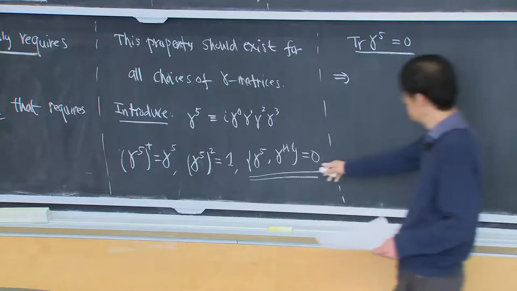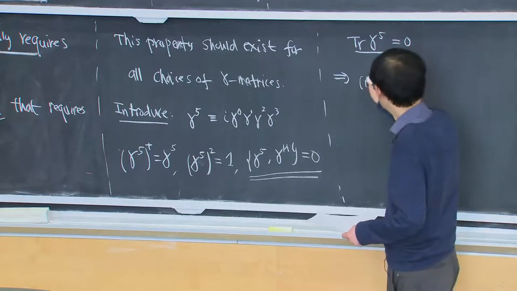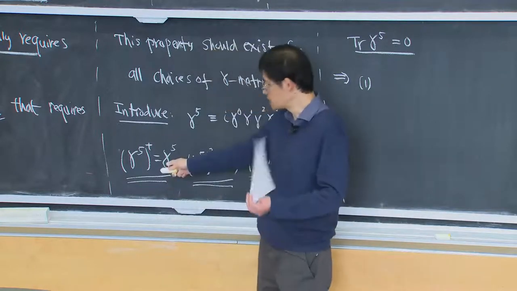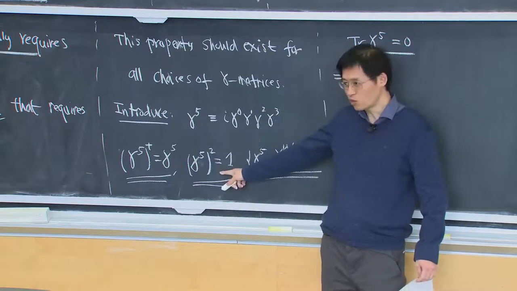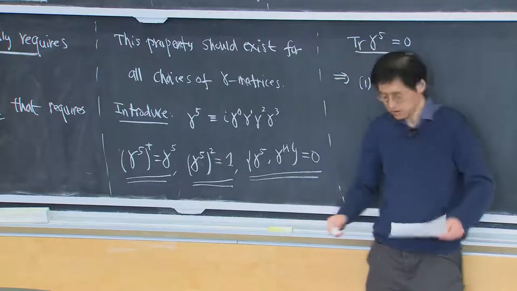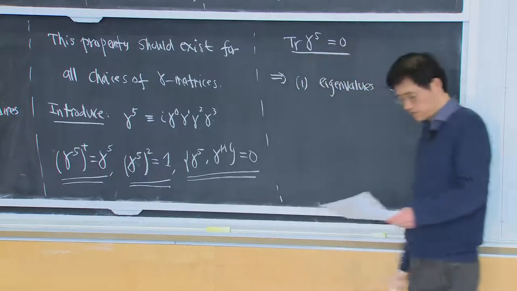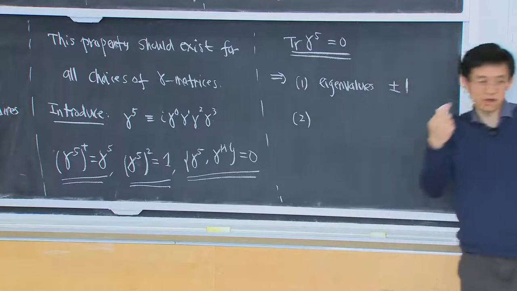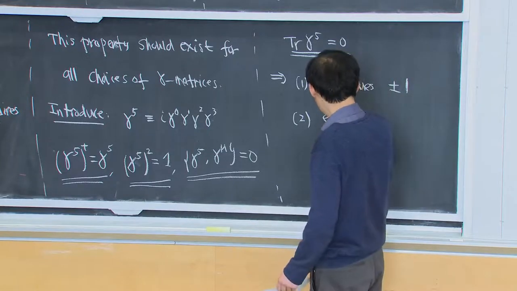So now from these properties, we can say the following things about the gamma 5 matrix. First, because gamma 5 is Hermitian, its eigenvalues are all real. And gamma 5 squared equals 1, which means its eigenvalues are either plus or minus 1. And from the property that it is traceless, the number of eigenvalues equal to plus 1 and the number equal to minus 1 should be the same, otherwise they won't cancel and it won't be traceless. And so each eigenspace is two-dimensional.